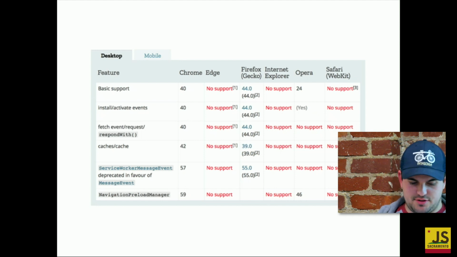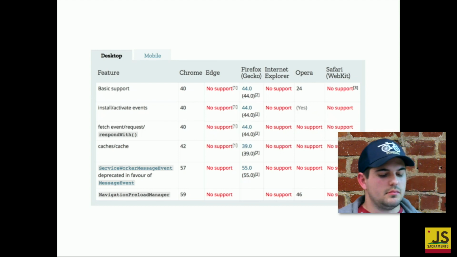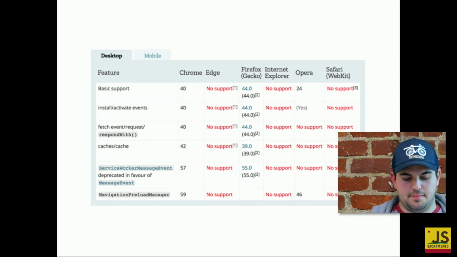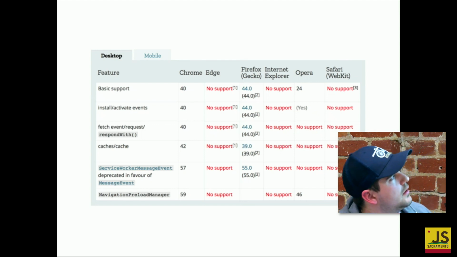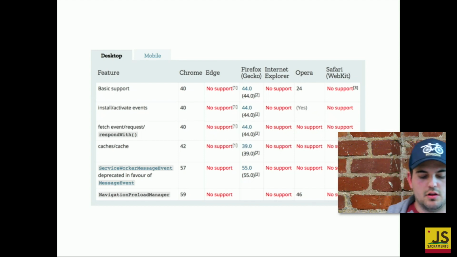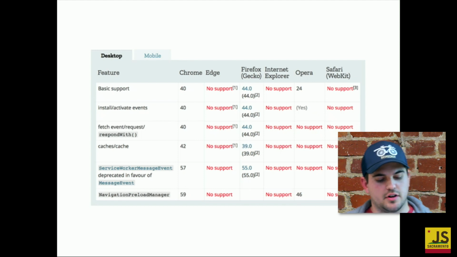Edge, no surprise there. Internet Explorer, definitely not. But there's talks about them possibly supporting it. Now, that doesn't really mean anything in our age, but yeah. What are the numbers? Oh, can you not see them? Why are they like 40 or 59? What do they mean? Oh, those are version numbers. So all the way back to Chrome 40 is when they started basic support. Firefox is 44.